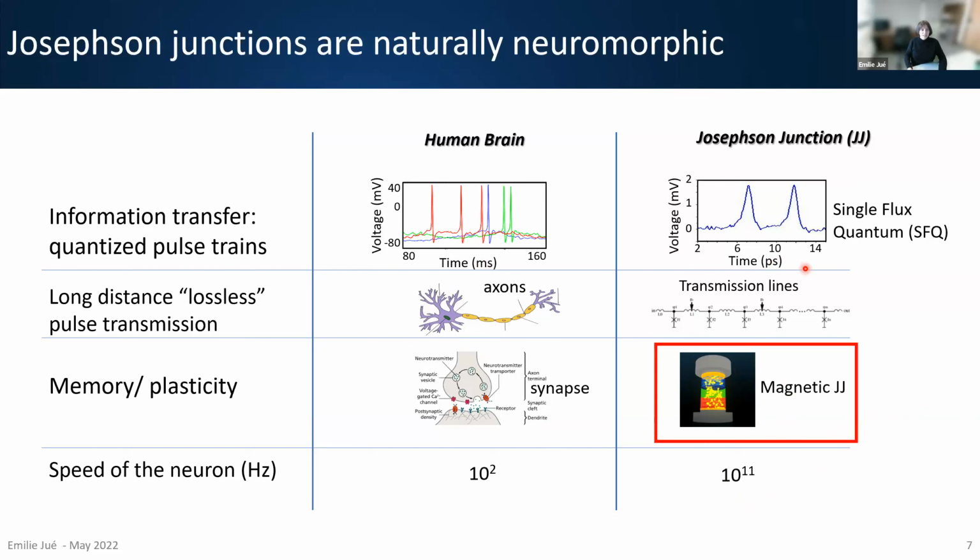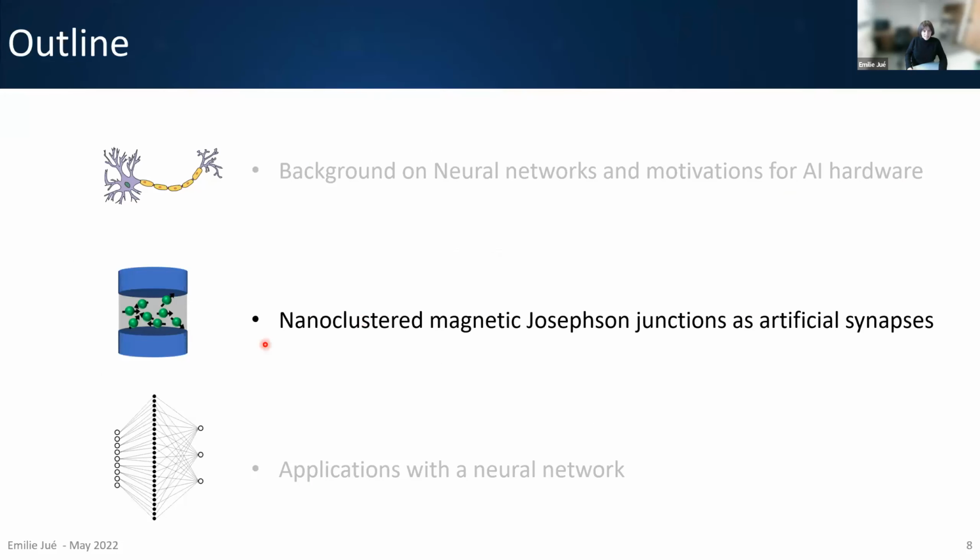Okay, so here we start getting an idea about why the Josephson junction can be interesting for neuromorphic computing. So with that, I'd like to move to the second part of my talk, where I'm going to describe the nanoclustered magnetic Josephson junction. I'm going to show how we could use it as an artificial synapse.